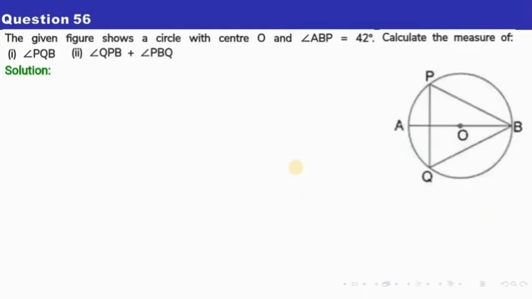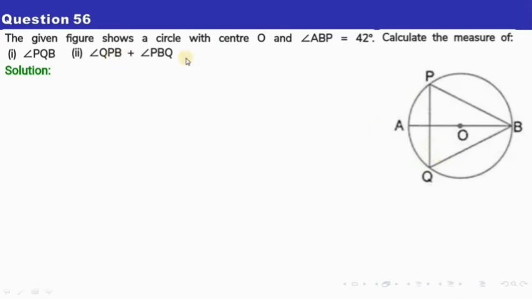Okay, let's move on to the next question. So the question says, given figure shows a circle with center O and ABP is 42 degrees. Okay, so ABP means this angle is given to be 42 degrees. So we need to calculate the measure of PQB. So PQB means we need to calculate how much is this angle.